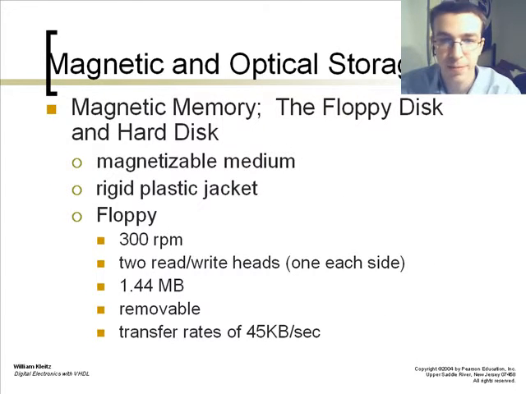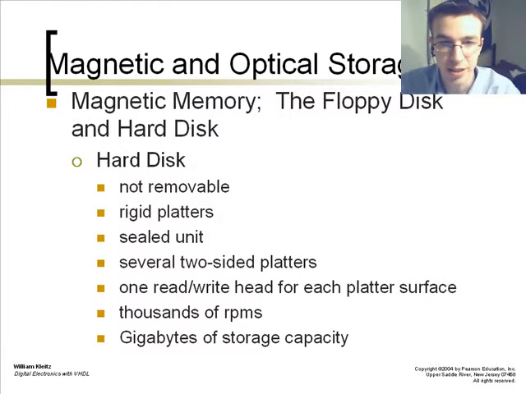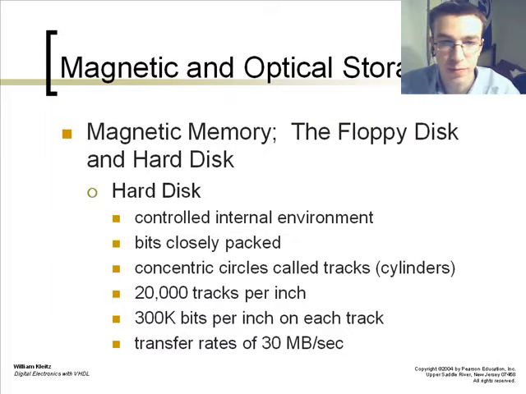The magnetic memory: the floppy disk and hard disk, magnetizable mediums. The floppy disk, with its rigid plastic jacket, is your standard 1.44 megabytes, and it's removable. Your hard drive is not removable, and it varies in size depending on which one you get. You can get up to about 200 gigabytes nowadays. And there's more information about your hard disk type memory.